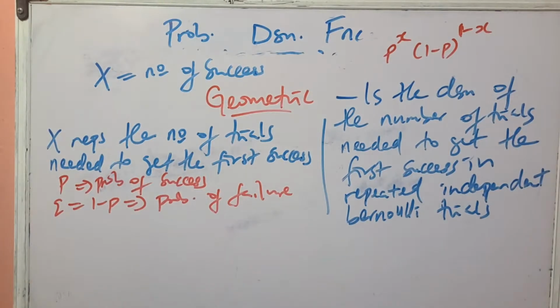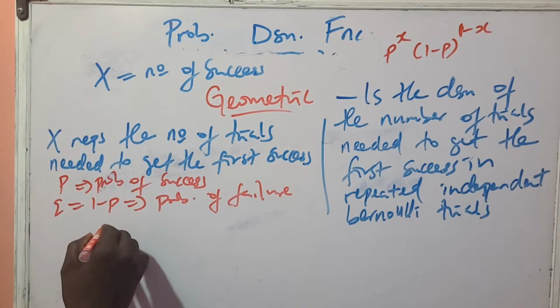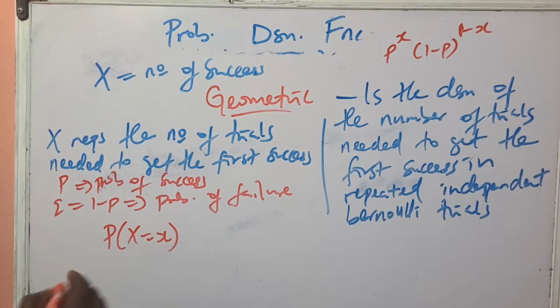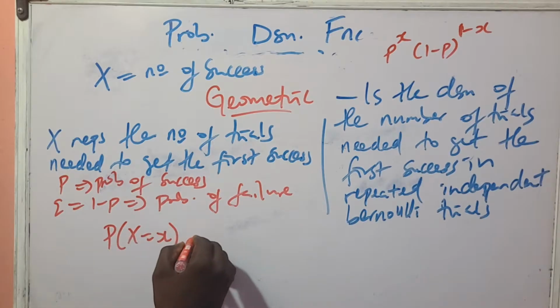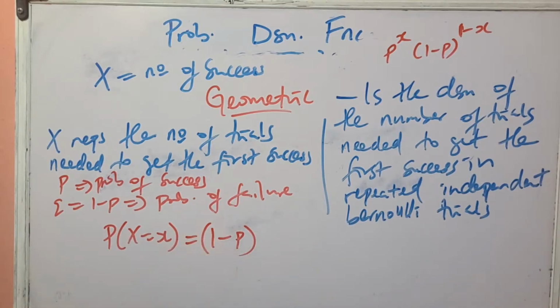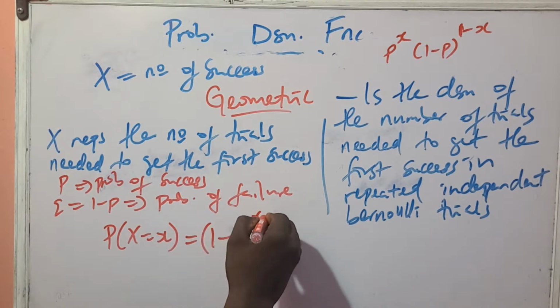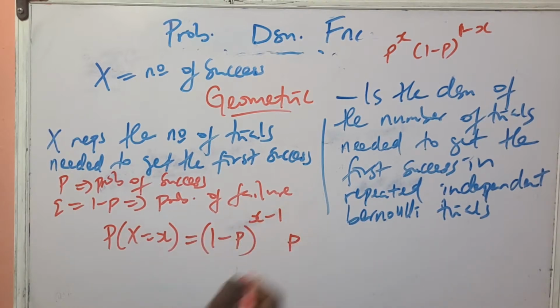Now, if you're going to have your PMF, let me just write it so that you'll be able to see it. This is going to be what your PMF will be: probability of failure raised to power X minus 1 and times P, just times P. Now, if you look at this, you would see that this is so intact because X represents the number of trials we had to go through before we got our first success.